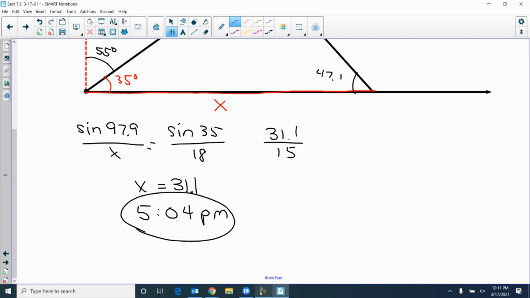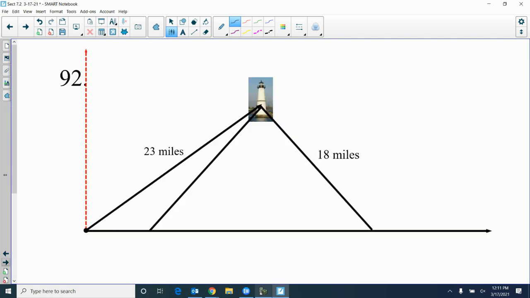But there is a second time that it hits. And actually, if you think about it here, it's going to be the earlier than later. So if you flip that 18 to this side, this is 47.1. We already figured this out to be 35. What's that angle there going to be? How do we find it?